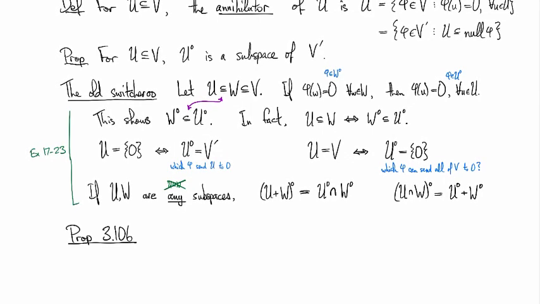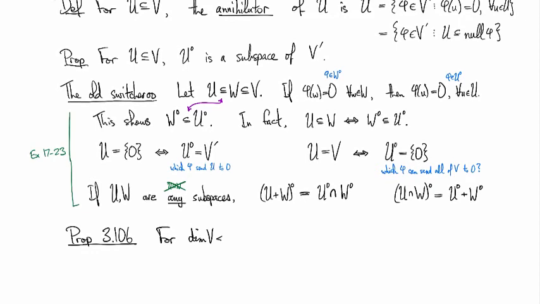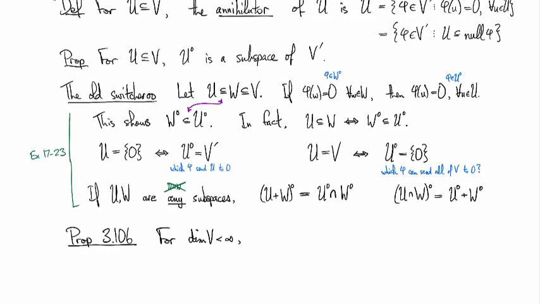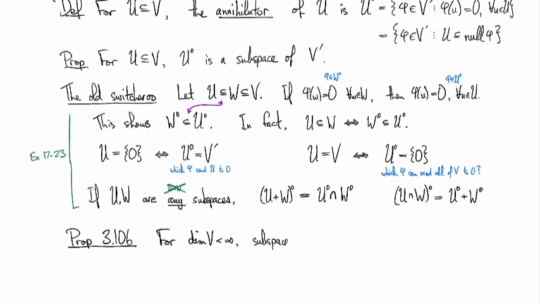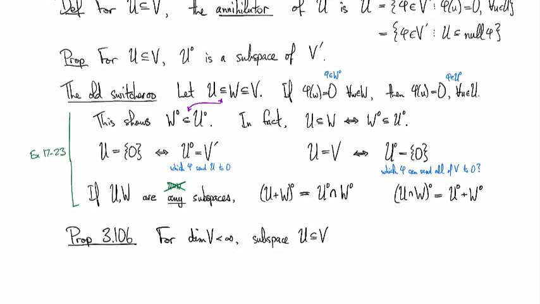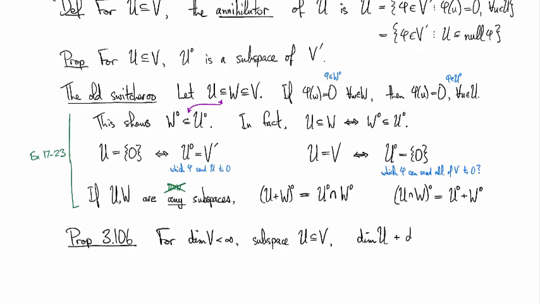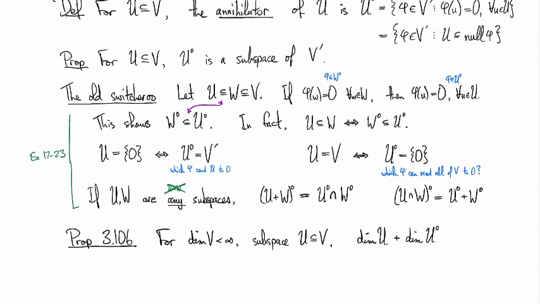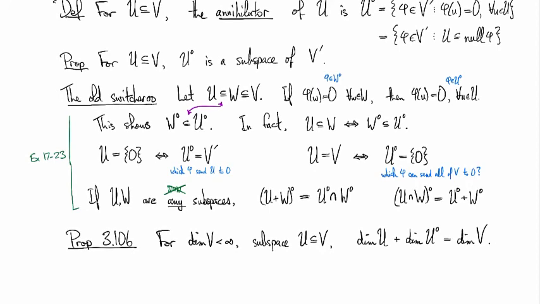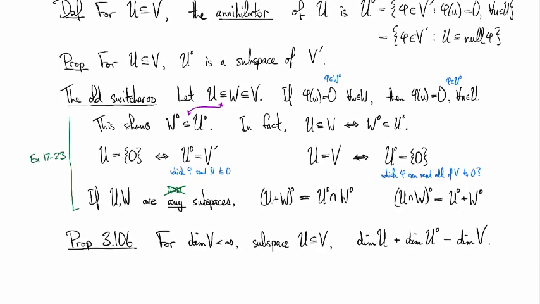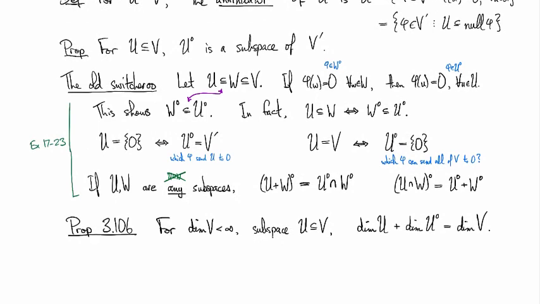So now we have proposition 106. This is if we've got a finite dimensional vector space, then with a subspace U, the dimension of U plus the dimension of the annihilator of U gives you the dimension of the whole space. And this is very intimately related to the rank nullity theorem.